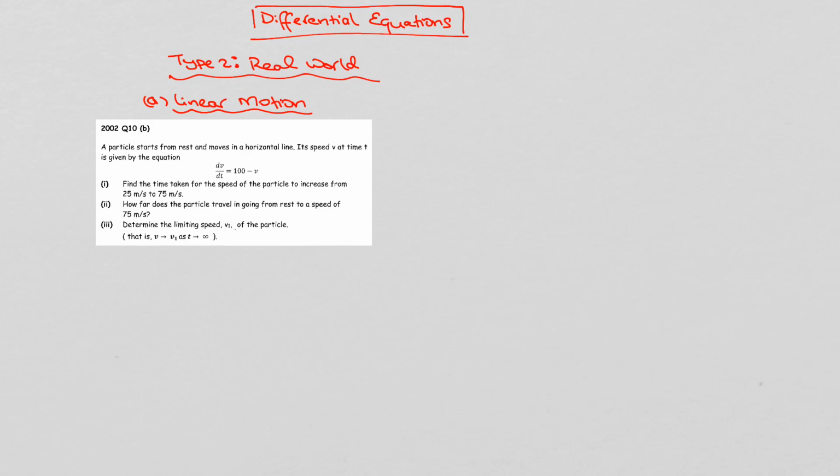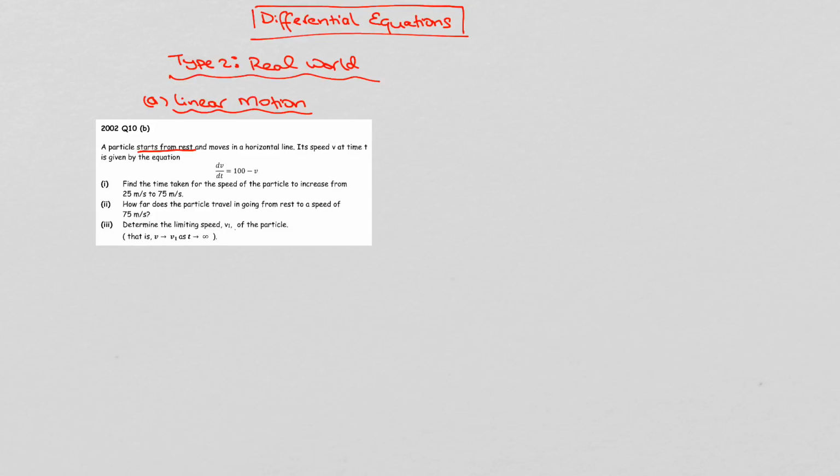Differential equations, type 2, real world, A, linear motion. In 2002, question 10b, we were given a particle starting from rest and moving in a horizontal line, and its speed v at a time t is given by the equation dv/dt is equal to 100 minus v.